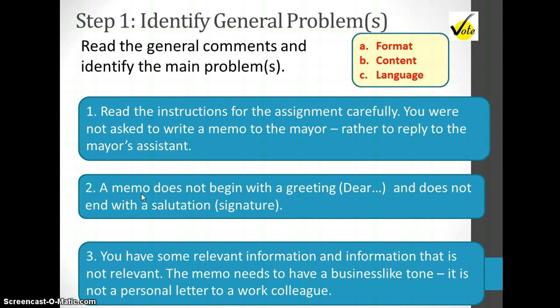If it's a memo, remember that it doesn't begin with a greeting. If it's an email or a letter, we'll make sure that that's the correct greeting. Dear Mr. Smith or Dear Sarah. And the signature. If it's a memo, there's no signature. If it's an email, then you also need the signature, and then you have to make sure, is it written correctly? Does it have my job title in it? And make sure that the memo or the letter or whatever it is has a business-like tone, even if it's to someone you know very well. It's not a personal letter to a work colleague or anybody else you know.